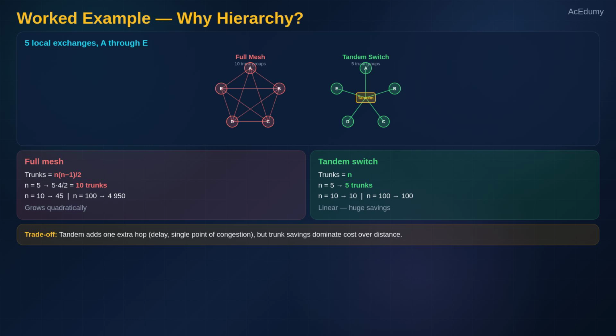Of course, tandem is not free. Every call now passes through one extra switch, which adds delay, equipment cost, and a single point of congestion. But the savings on trunk infrastructure are enormous, especially over long distances where the trunks themselves dominate the total cost. This is exactly why the PSTN hierarchy was invented, to push as much traffic as possible onto a small number of high-capacity, well-utilized trunks instead of a huge mesh of lightly used direct links.